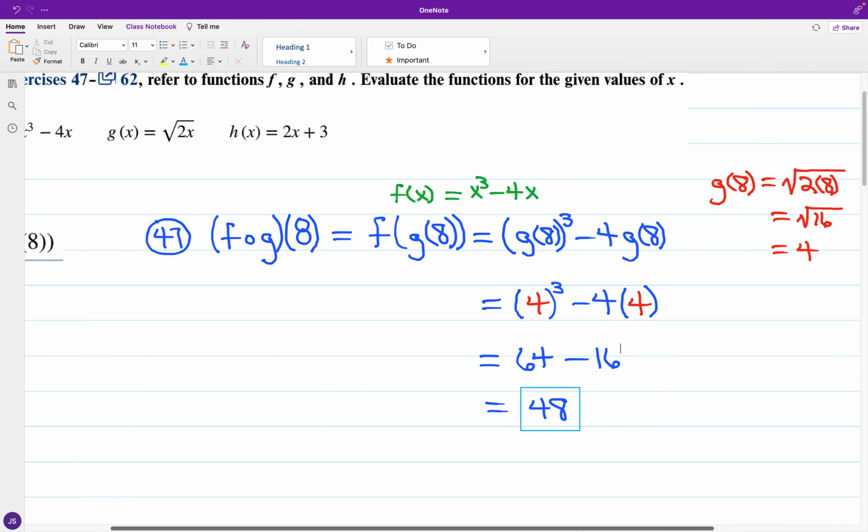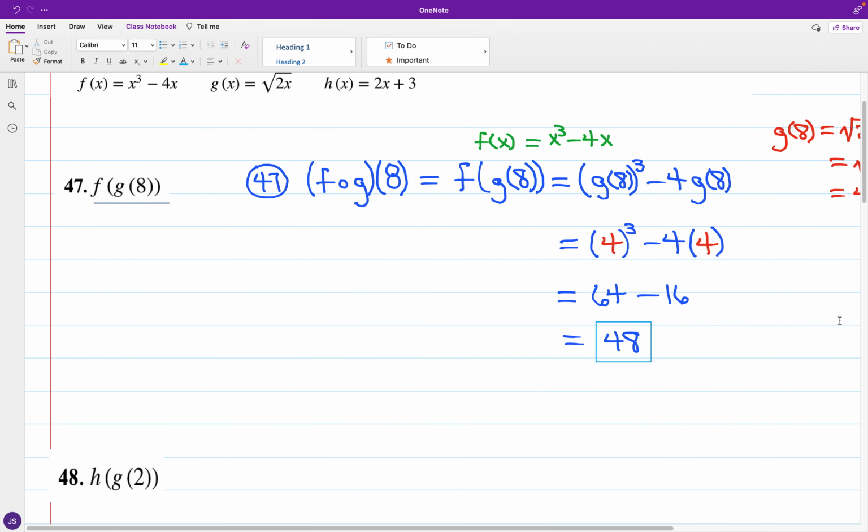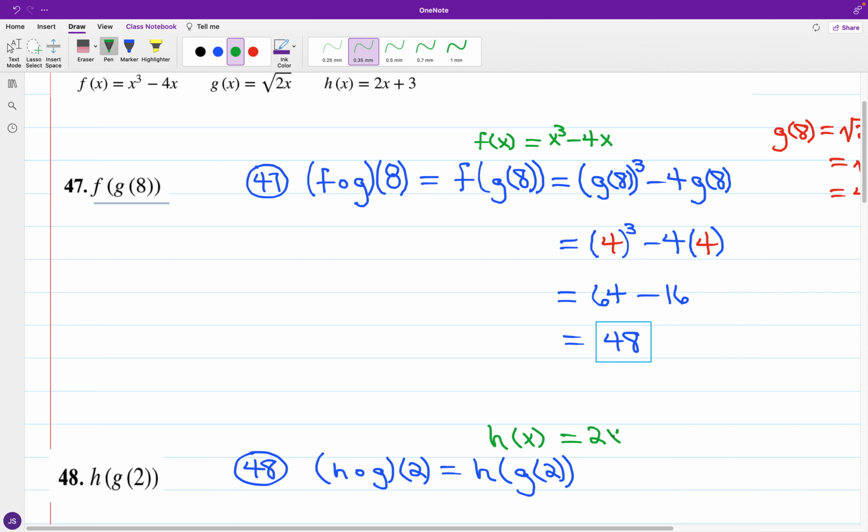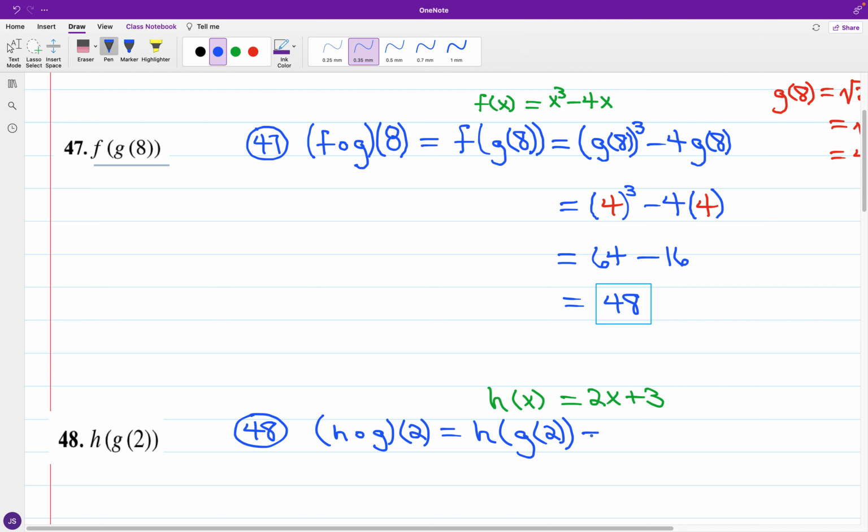Now for the next item, we have number 48. Now we have h composed with g of 2. So we got h of g of 2. Again, we're going to operate along the lines of h of x. And from the trio, h of x is the linear function defined by 2 times the input, followed by the addition of 3. And for h of g of 2, we're looking at 2 times g of 2, followed by the addition of 3.